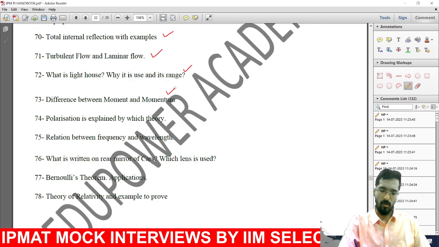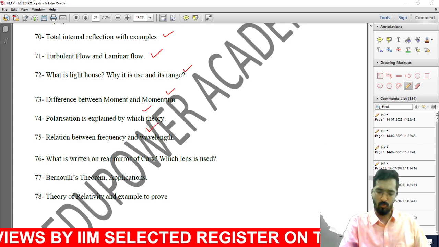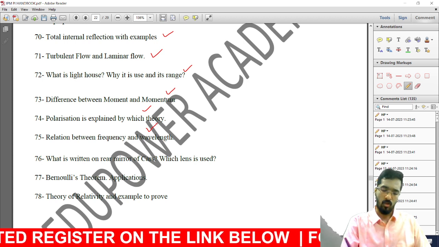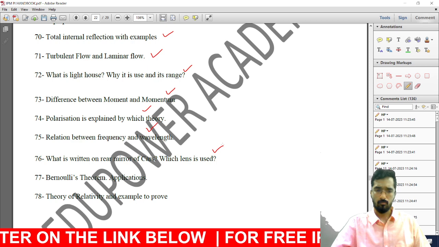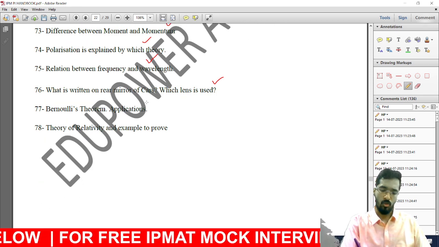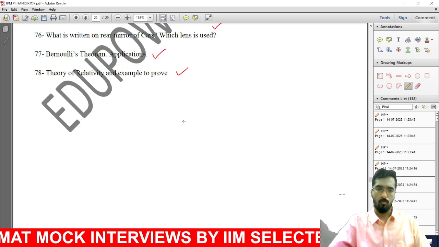Difference between moment and momentum. Okay, polarization is explained by which theory? Relation between frequency and wavelength. What is written on the rear mirrors of a car? Which lens is used? You should know this. Which mirror is used and what lens is used? Bernoulli's theorem application. Theory of relativity and an example to prove it.